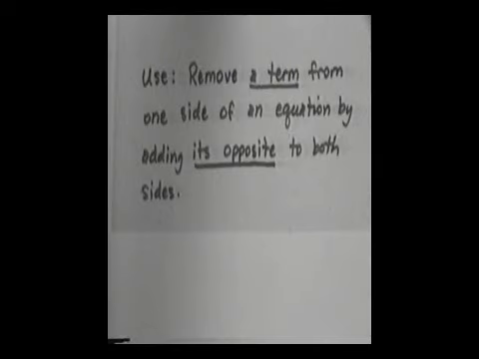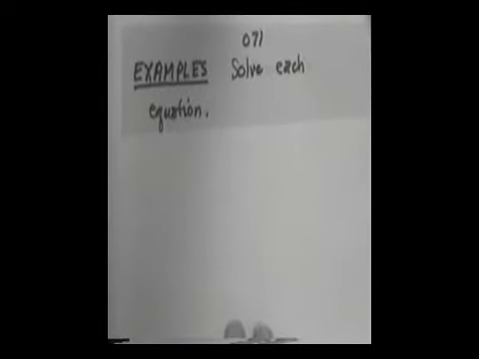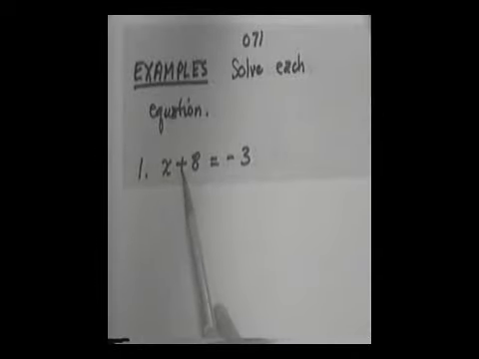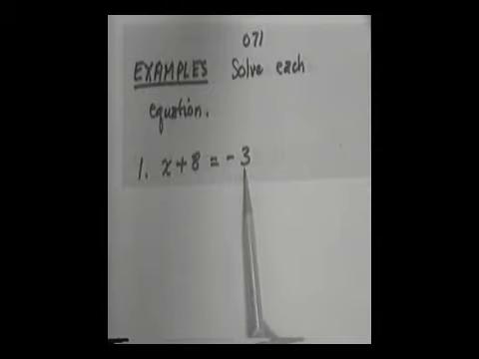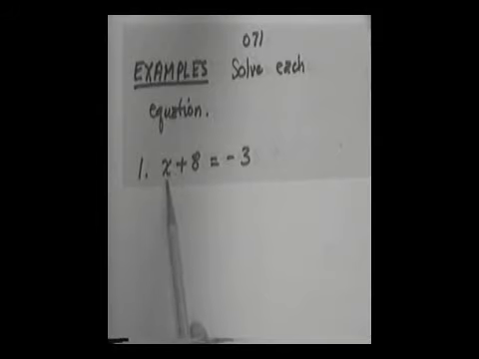Let's take a look at the addition property at work. The examples have as the instructions, solve each equation. Our first example, x plus 8 equals negative 3. Our goal is to get the variable alone. The variable is x. X is not alone. X has an extra term, 8, added to it.